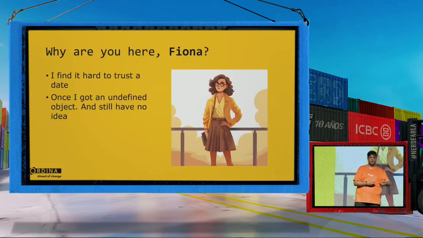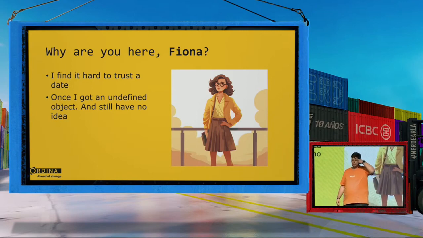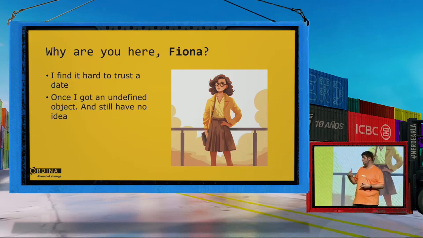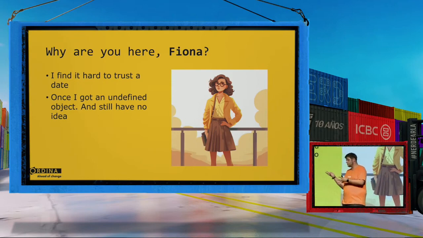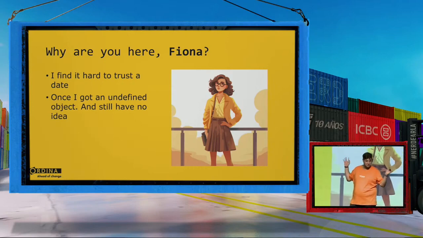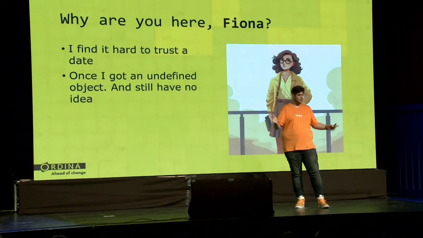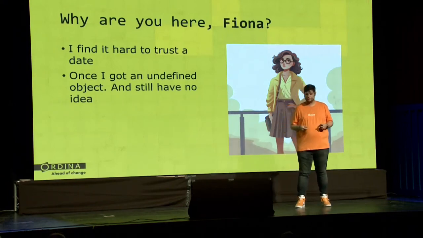They also asked Fiona up front, so why are you here? Why do you want to participate in this dating show? Fiona told them she finds it a bit hard to trust a date she would go on. She's really not sure what she's going to get and has always had weird, unexpected things happen. Once she got an undefined object, and she still has no idea what that object was, and she would like a dating show to help her find the right person for her.